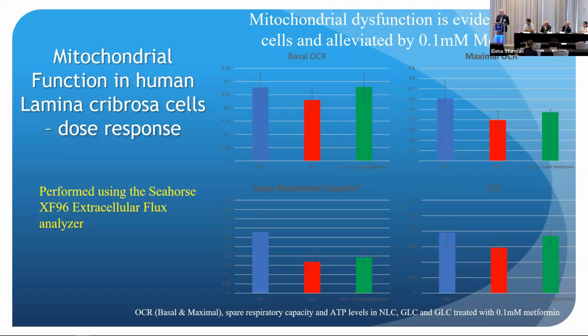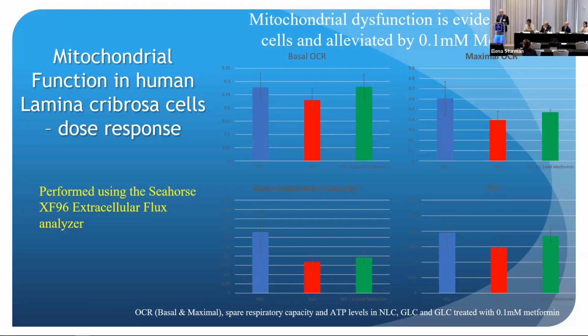And this showed us that there was reduced ATP production, reduced oxygen consumption rate, and reduced spare respiratory capacity within these cells. And when we treated these cells with 0.1 millimolar metformin, it improved mitochondrial function, increased ATP production, and increased respiratory capacity within the cells.